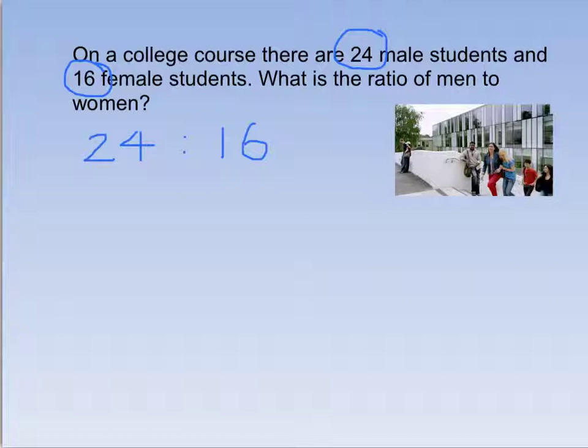Now, looking at these two numbers, we could see that we could simplify them by halving them first of all. So we would end up with 12 and 8. Then we could halve them again, and we'd get 6 and 4. And then we could halve them again. So in this case, the process of cancelling down is a sequence of halving. So we end up with the ratio of 3 to 2. So the ratio of male students to female students is 3 to 2.